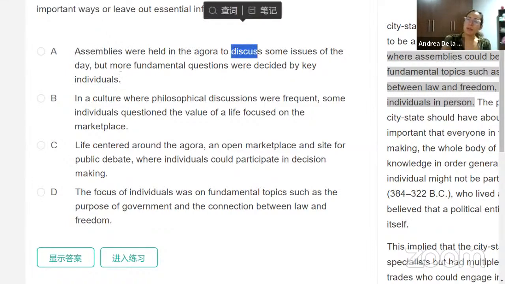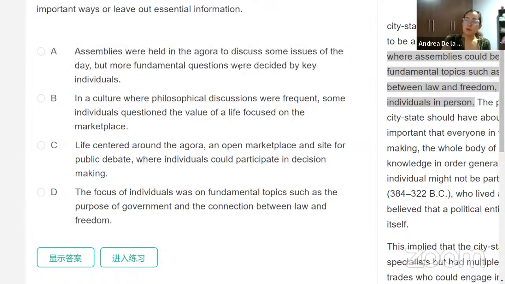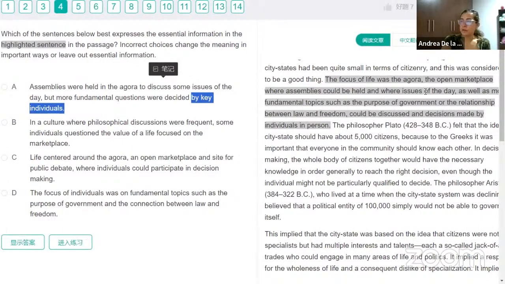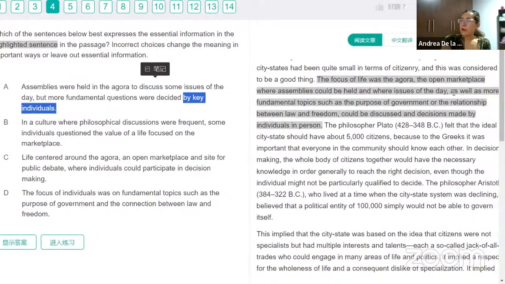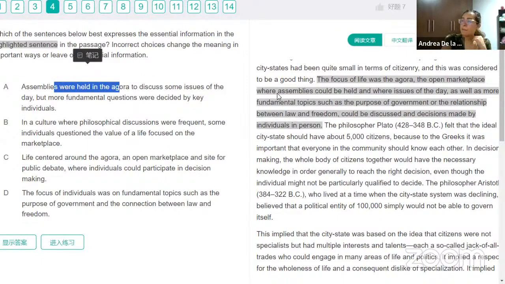Y además la opción A también tiene información falsa, porque dice, but more fundamental questions were decided by key individuals. Y eso no es cierto según el texto, ¿no? Según el texto dicen que todo se decidía en este agora. Dice, agora, it was the open marketplace where assemblies could be held. Muy bien, las asambleas se llevaban a cabo ahí. ¿Y para qué? Para discutir issues of the day, ¿no?